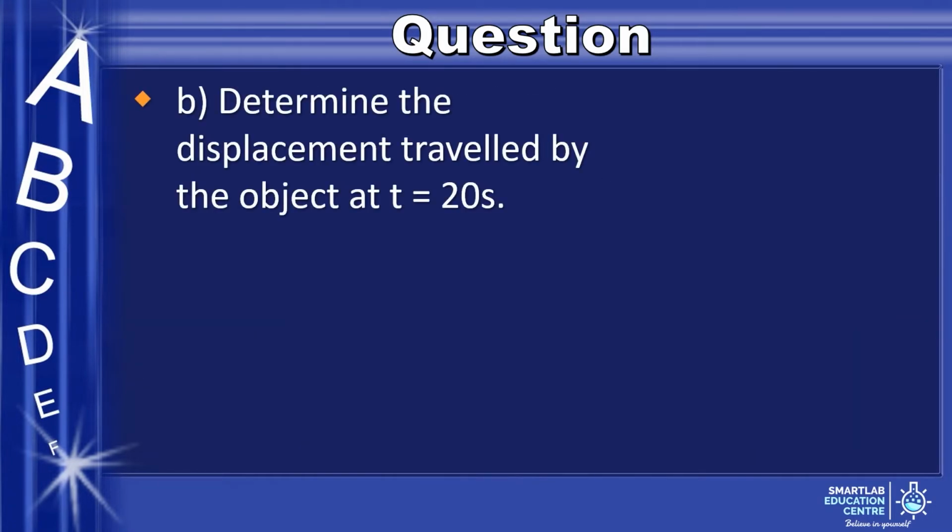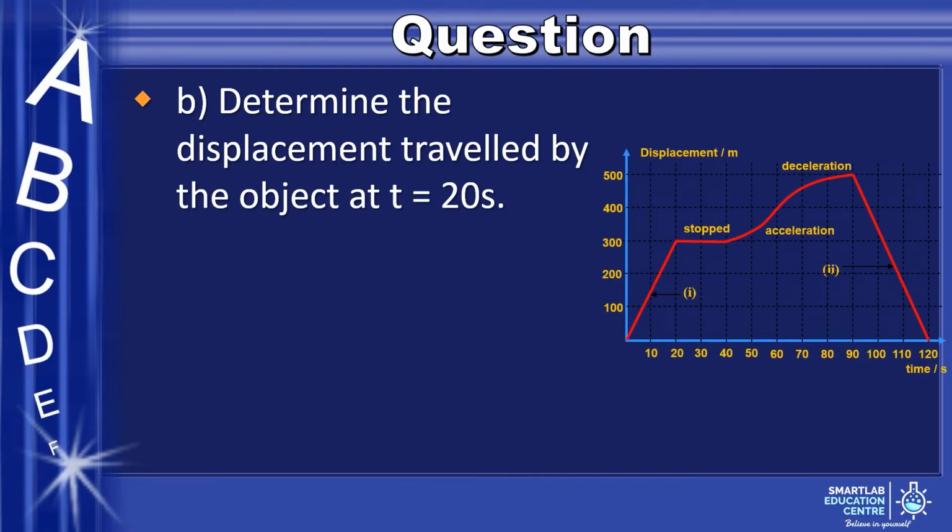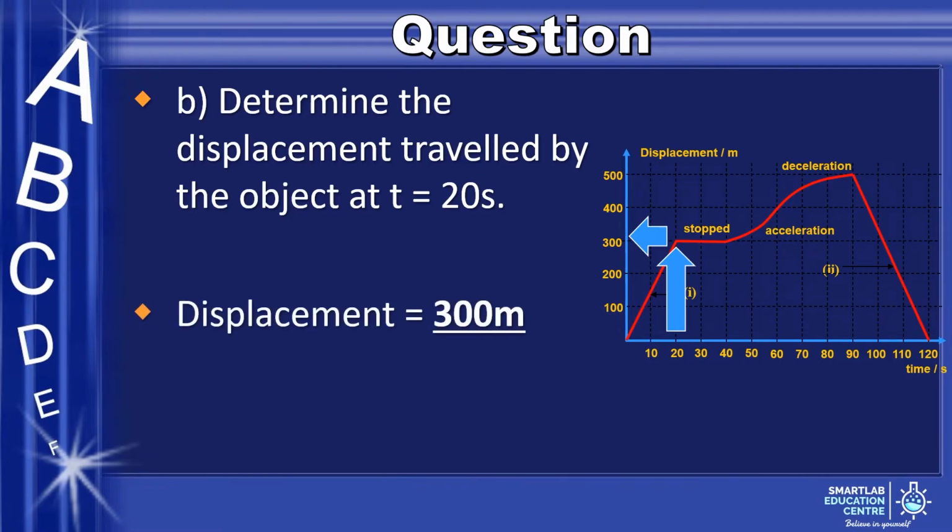Determine the displacement traveled by the object at t equals 20 seconds. For this part of the question, the answer is straightforward. All you have to do is to look at the graph. At 20 seconds, it is 300 meters away from the origin.